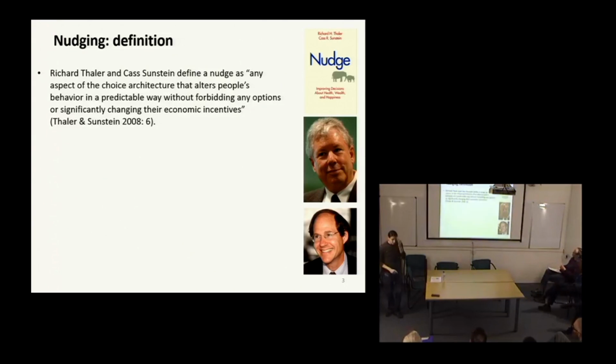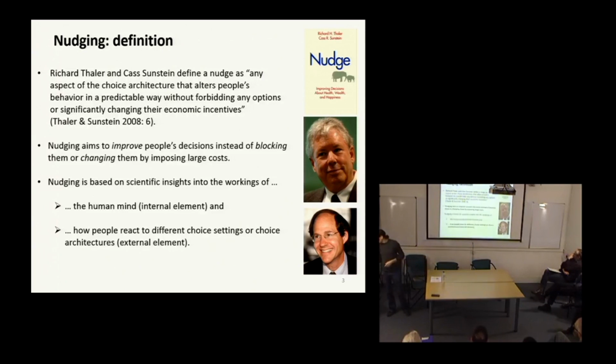So, the definition. This is the one that has been used most often. It's from the best-selling book by Richard Thaler and Cass Sunstein. They define a nudge as any aspect of the choice architecture that alters people's behavior in a predictable way without forbidding any options or significantly changing their economic incentives. So it's all about choice architecture, the way in which you frame decisions, the way in which you set up a choice context has a predictable impact on the choices and decisions that people make when they are confronted with the choice architecture.